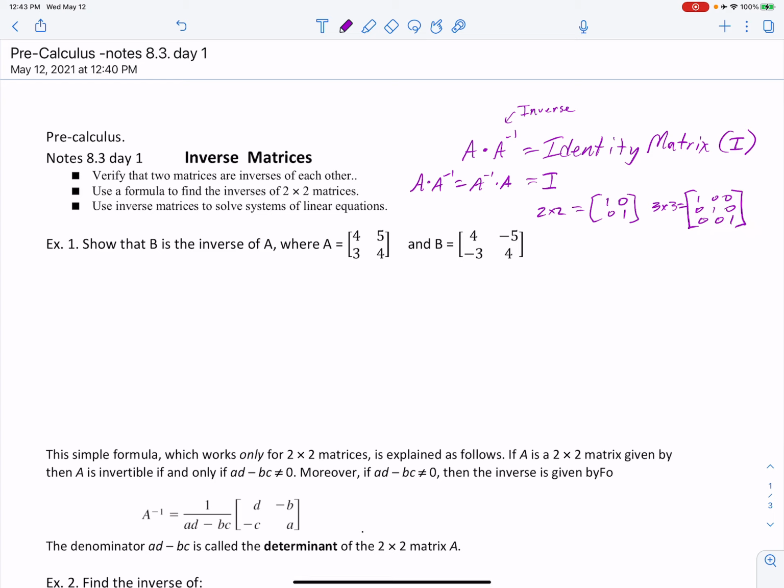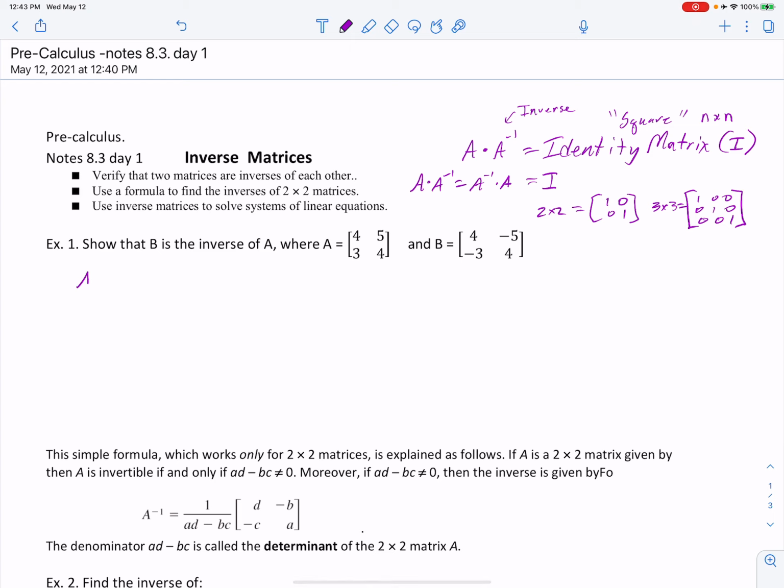We only have these for what we call square matrices. And that just means that the dimensions are the same. It's an n by n. It's a 2 by 2, 3 by 3, 4 by 4. A matrix has to be square in order to have an inverse. So to do the identity matrix, you always have a diagonal of 1s, and then the rest are 0s.